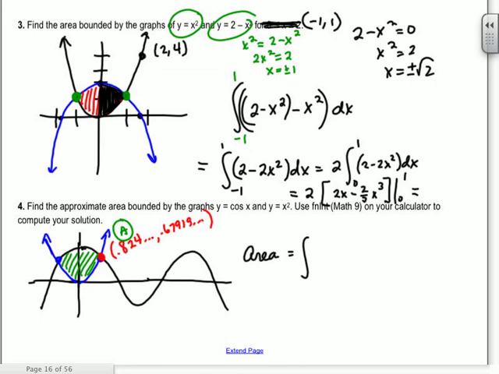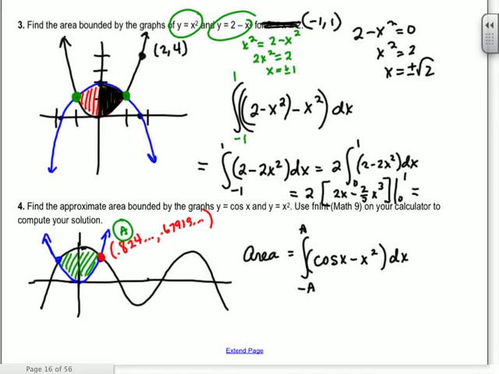Okay, my values are going from the negative A value to A. And it's my top curve minus my bottom curve. So the top curve is cosine of x. My bottom curve is x squared. Okay, this one you would be able to integrate. Other ones are a little bit harder. Like if it was cosine squared, you'd have to do something else.